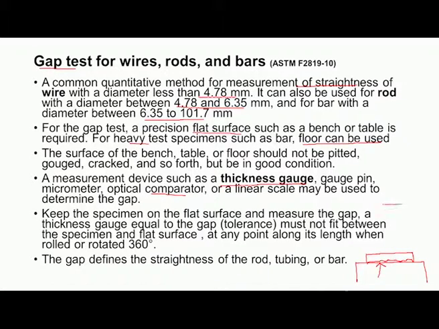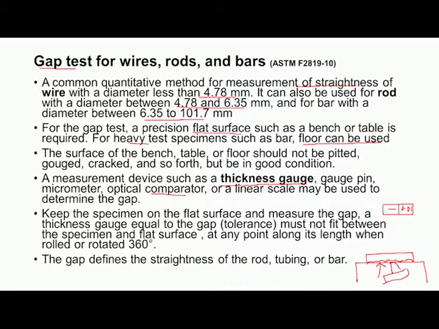Now, say the straightness that is specified is 0.01 millimeter, that is a 10 micrometer gap, 10 micrometer error is allowed. So, what we have to do? We have to take a thickness gauge of 10 micrometer, and we should try to insert it here in the gap.